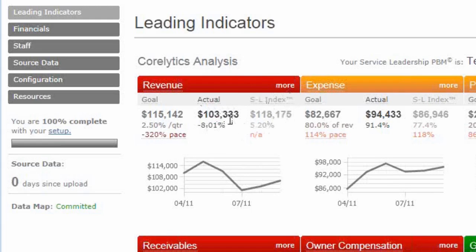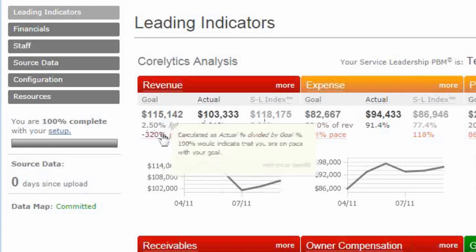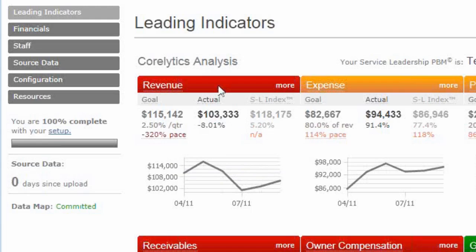Again, these are average monthly numbers. So we had a 10% increase in revenue that we'd like to see. Had we had a 10% increase over the previous quarter, we'd have about 115,000 average a month. It was 103, so we're off by actually 320% if you do the math, and that'll show you how we calculate the math. And because we're more than 10% off the goal, we've got a red color for this particular indicator.